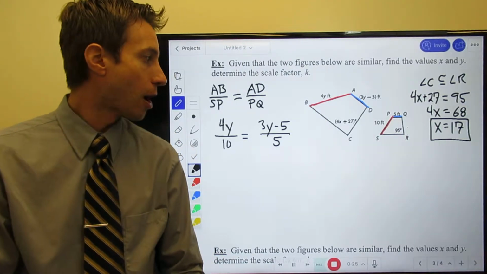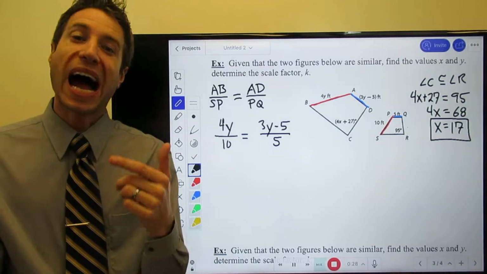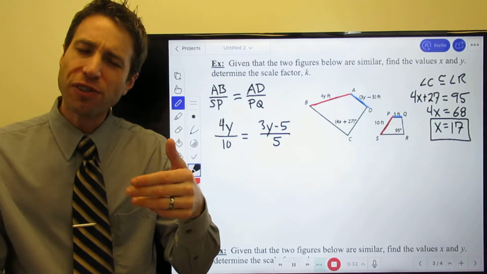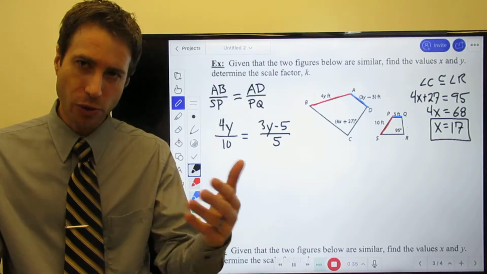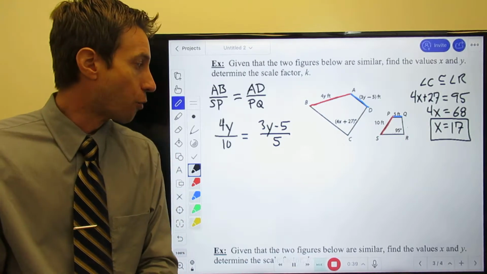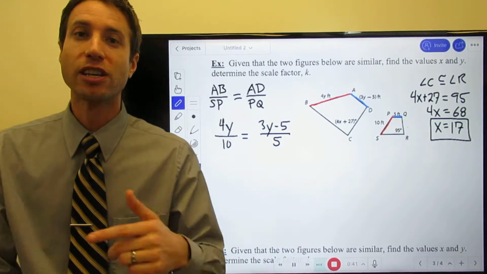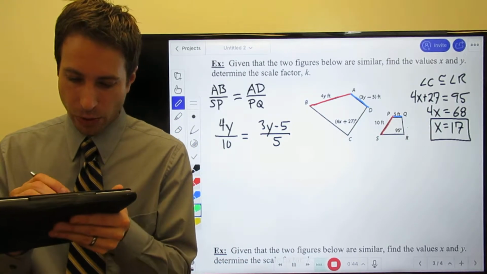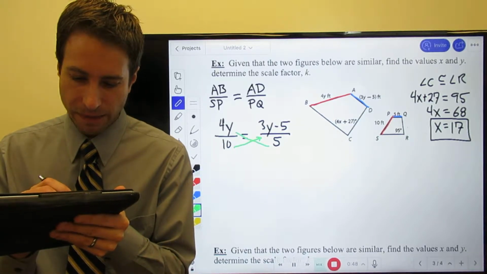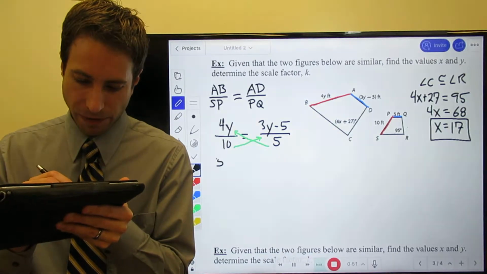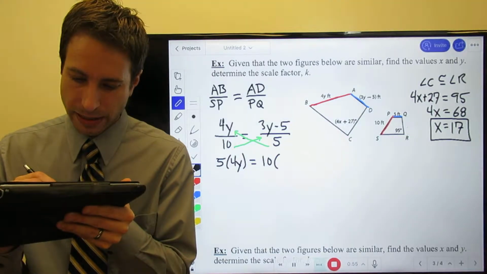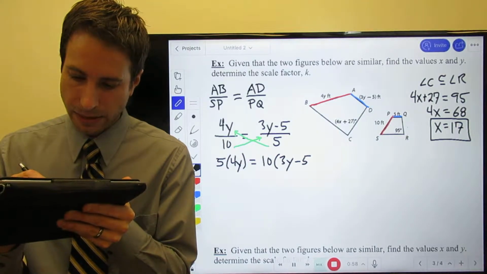Okay, you got a couple of options here. What I would suggest doing is, I've got these denominators. Hopefully you remember back to Algebra 1 when you were first introduced to solving a proportion for an unknown. This is where you learned to cross multiply. I will multiply the 10 to the other side, multiply the 5 to the other side, and so I wind up with 5 times 4y is equal to 10 times 3y minus 5.